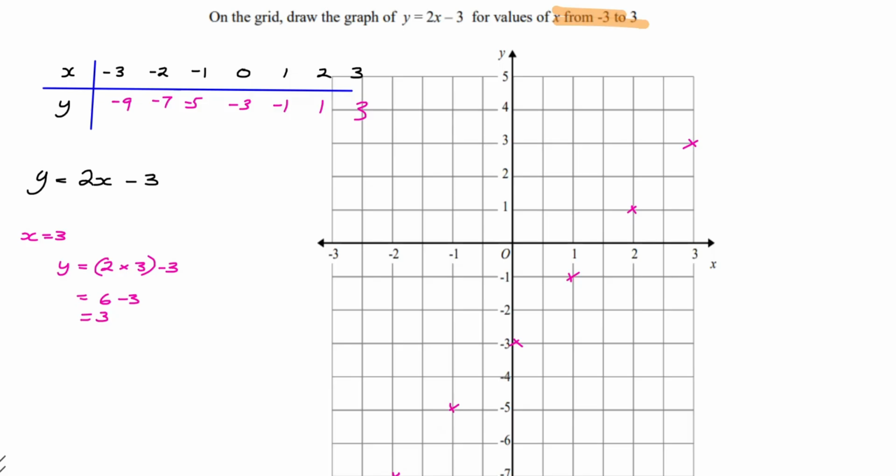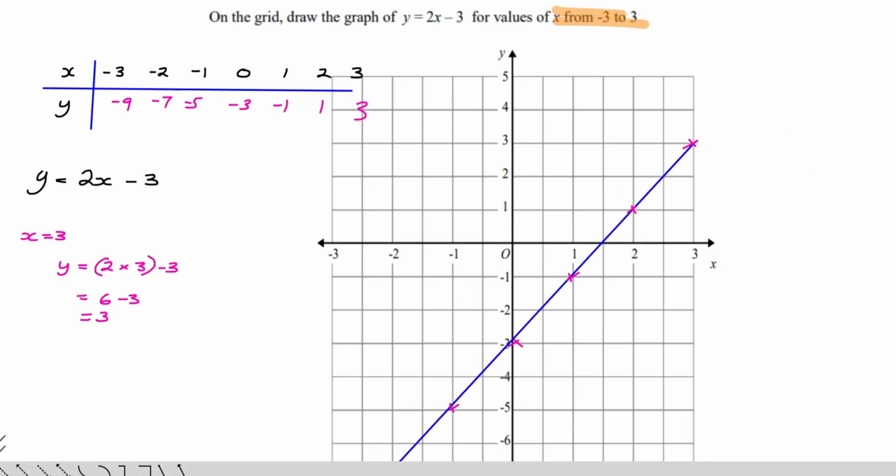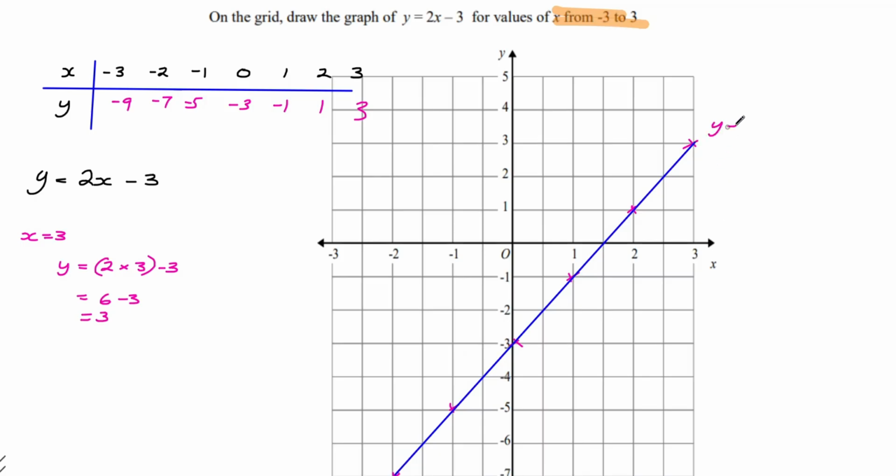I haven't shown enough of my screen for that, but you would just complete it and carry it on. Okay, so there we go. That is the graph of y is equal to 2x minus 3.